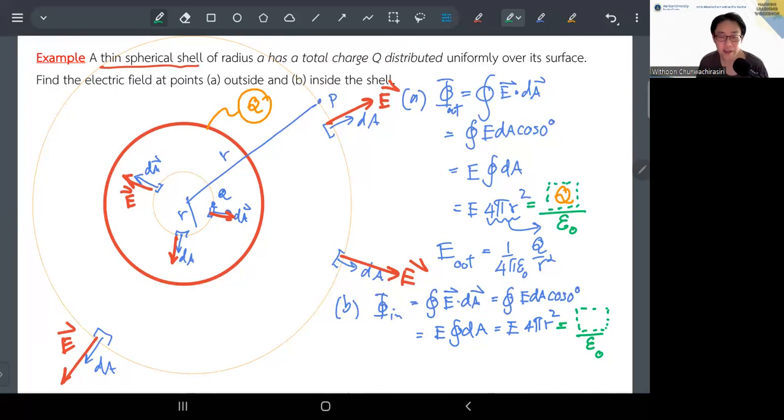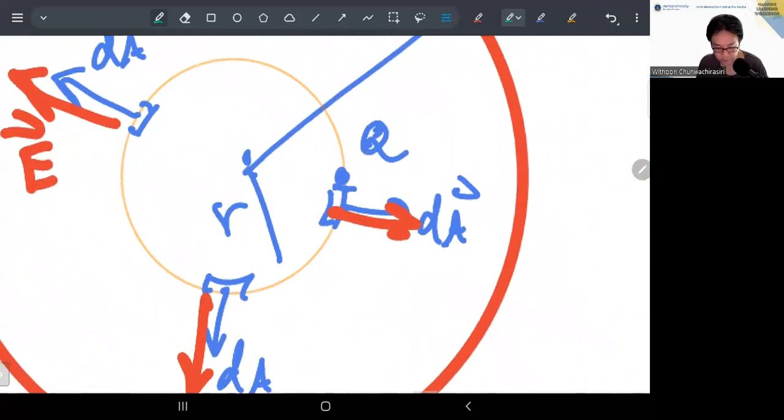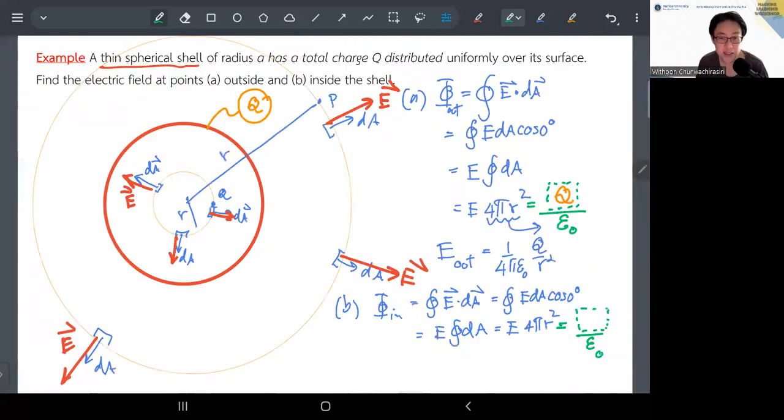What do you think? Look inside. How much charge is inside this sphere?